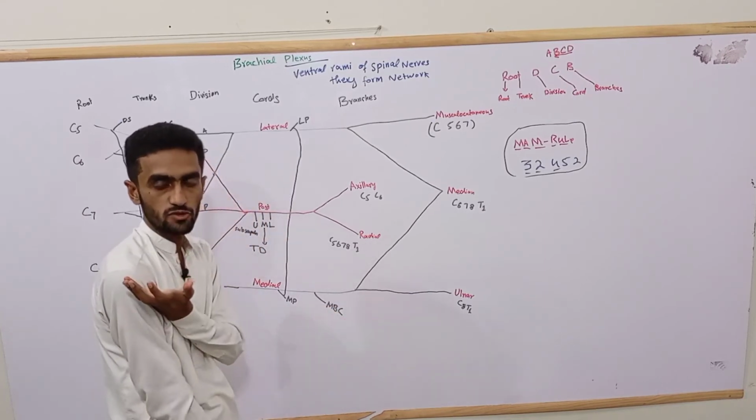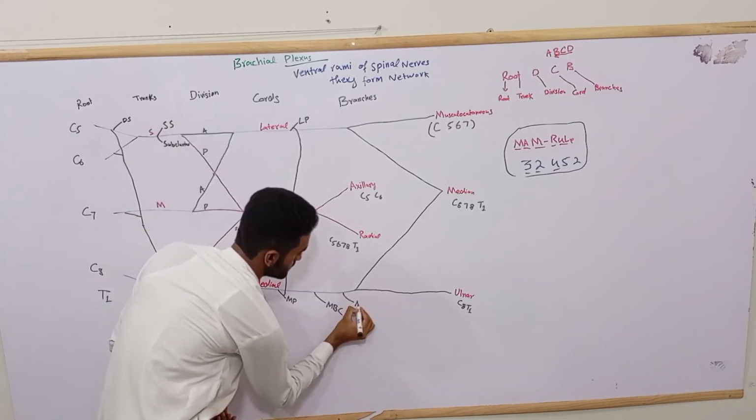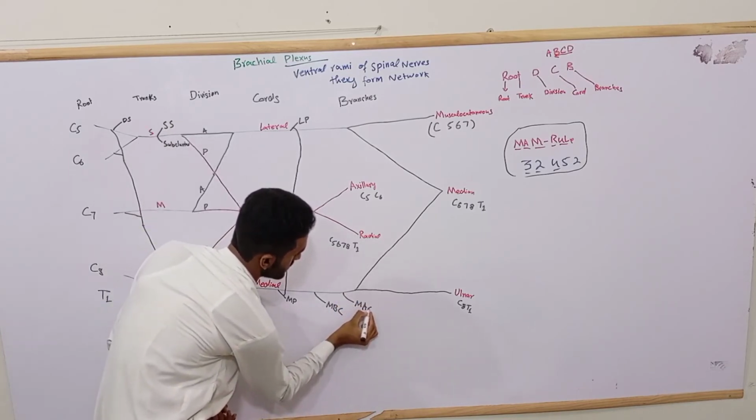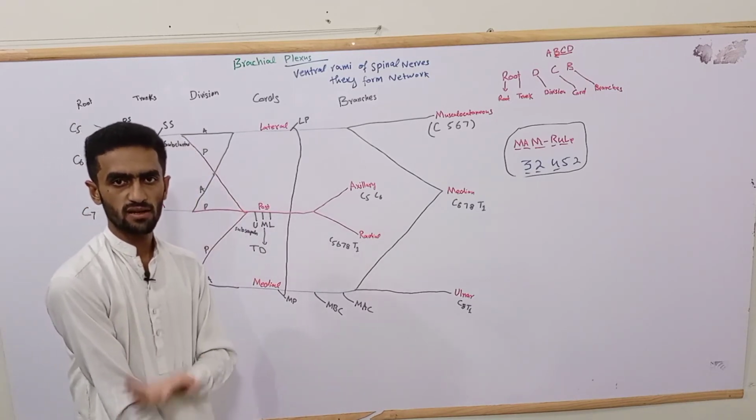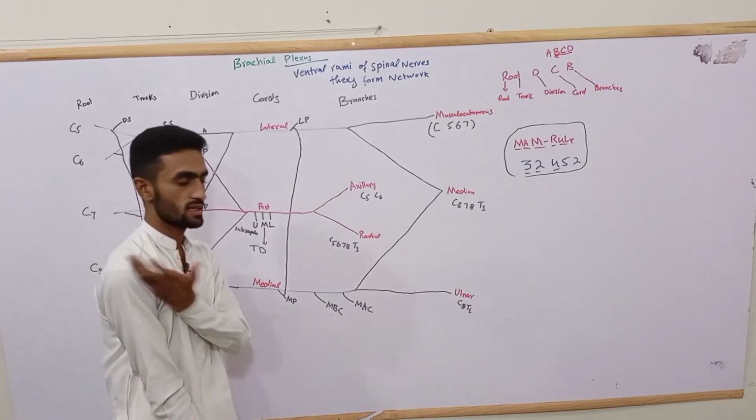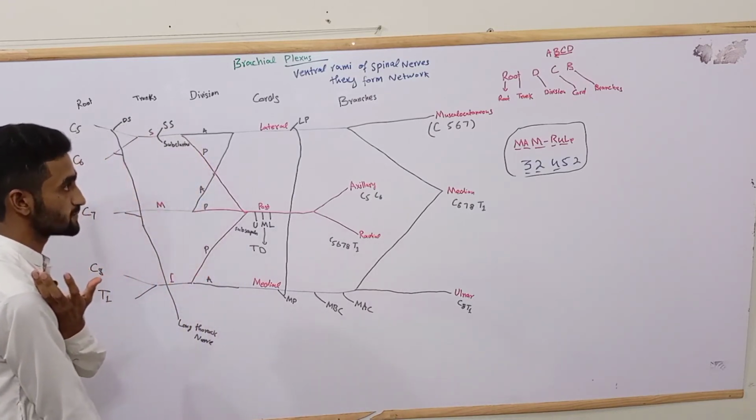So for the arm, we have the medial brachial cutaneous nerve and the medial antebrachial cutaneous nerve. Make sense? These are for the forearm. Antebrachial is used for the forearm and brachial is used for the arm. So I think this is much more clear.